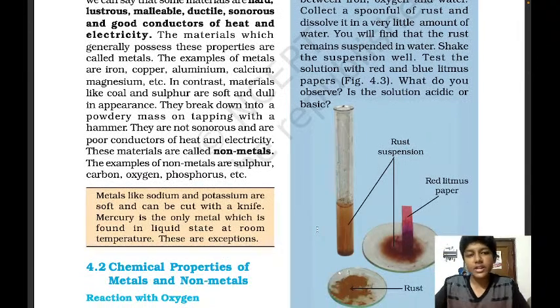In contrast, materials like coal and sulfur are soft and dull in appearance. They break down into a powdery mass on tapping with a hammer. They are not sonorous and are poor conductors of heat and electricity. These materials are called non-metals. Examples of non-metals are sulfur, carbon, oxygen, phosphorus, etc.